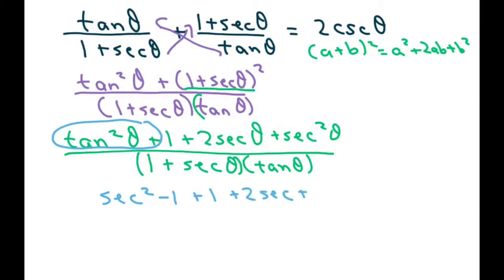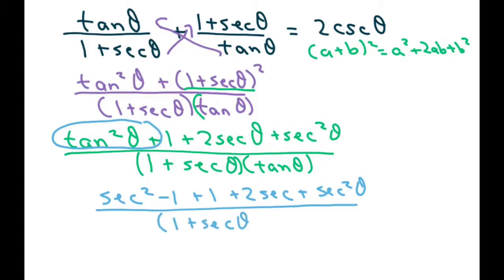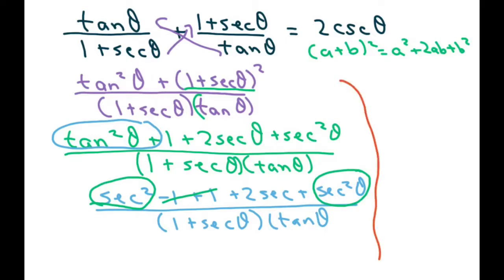plus secant squared of theta. Now all over my common denominator, 1 plus secant times tan. Now what happens is these two cancel, and we have 2 of these. So that's going to be 2 secant squared and secant. I'm going to try to squeeze it in here so we can keep the train of thought going on. So I have 2 secant squared plus 2 secant.